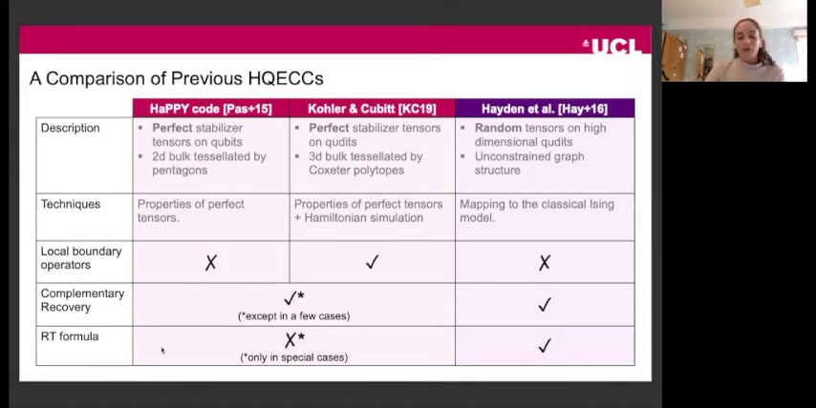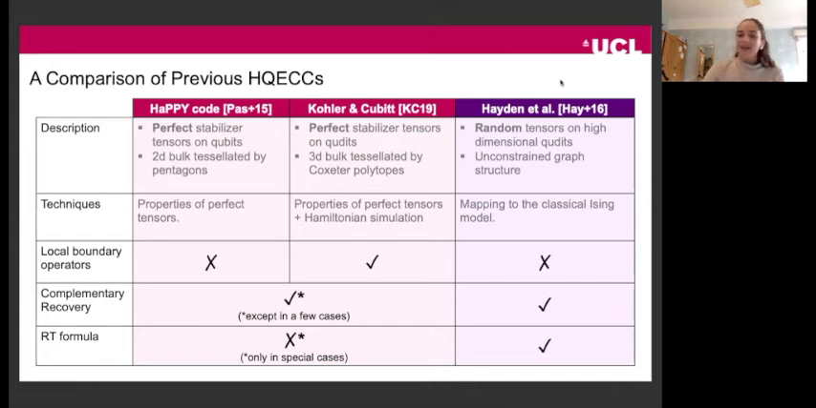And I've gone through in what ways the happy code reproduces the Ryu-Takayanagi formula, but essentially only in very special cases. And we want to be able to have uncontracted bulk indices and consider different bulk input states. And Tamara's just been through how by the addition of Hamiltonian simulation, they were able to improve on the happy paper and generate local boundary operators.